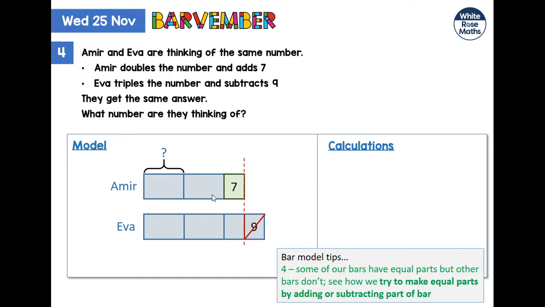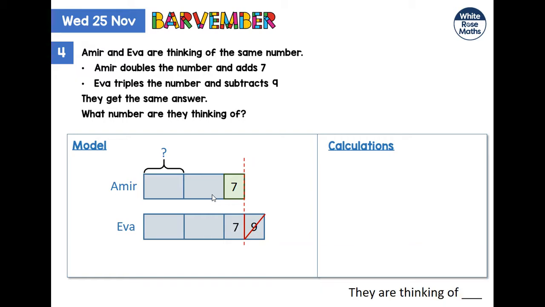And I'll let you follow through the maths here. And it's that key step now to recognize that this little part in Eva's bar must be the same 7 that we have up on Amir's bar.